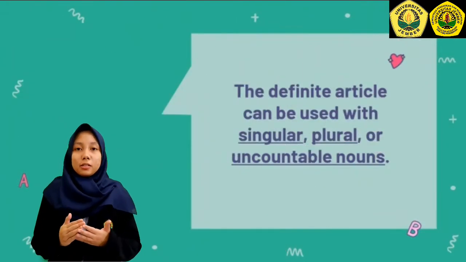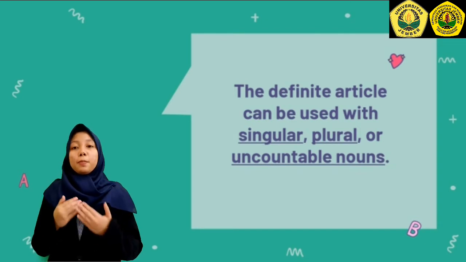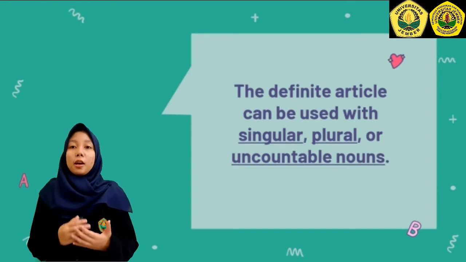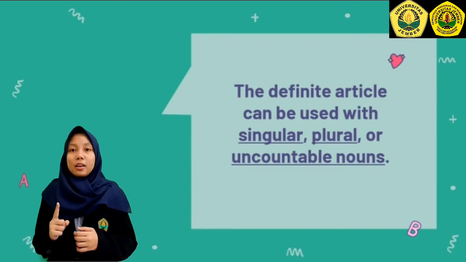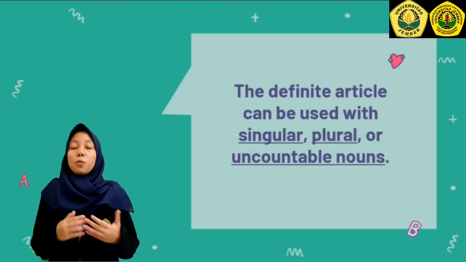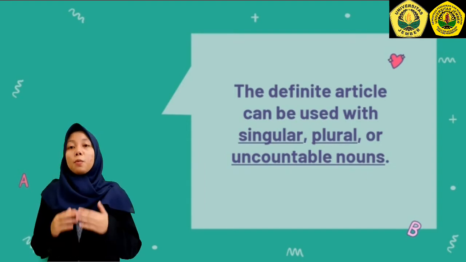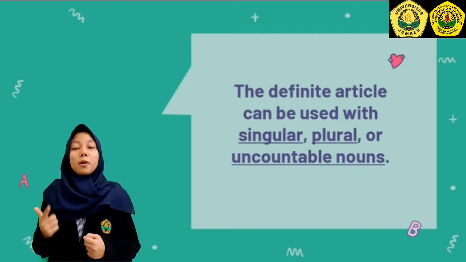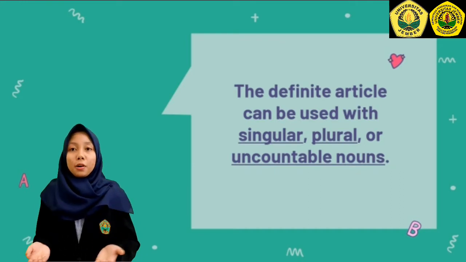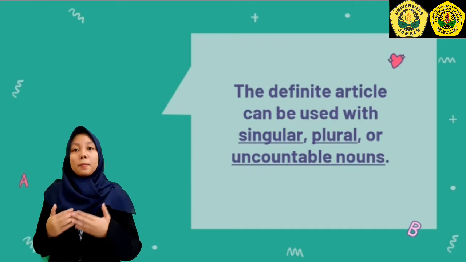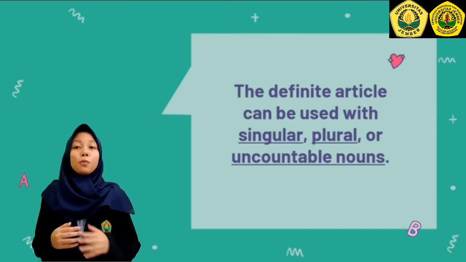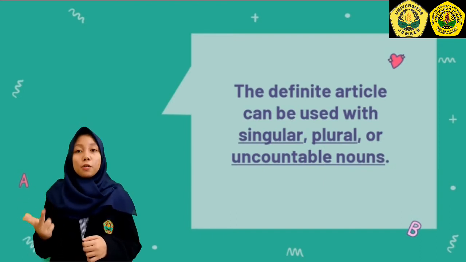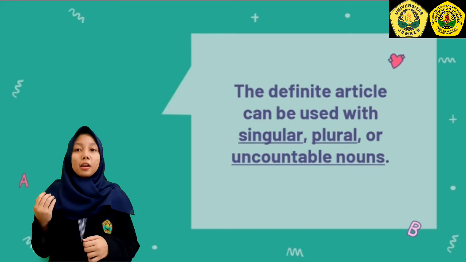The definite articles can be used with singular, plural, and uncountable nouns. Singular means a noun that indicates one thing only. And plural means a word that indicates there are more than one noun. For example, the boys, those cats, my ideas, and many more. While uncountable means the things that we cannot count with numbers. For example, sugar, water, information, advice, and etc.